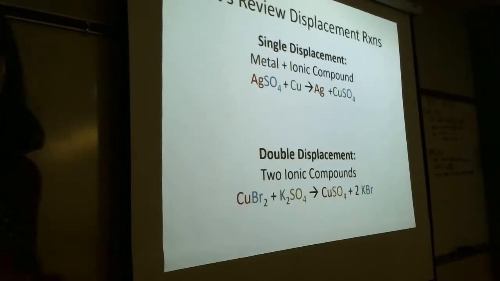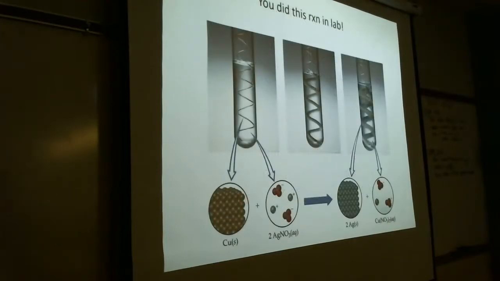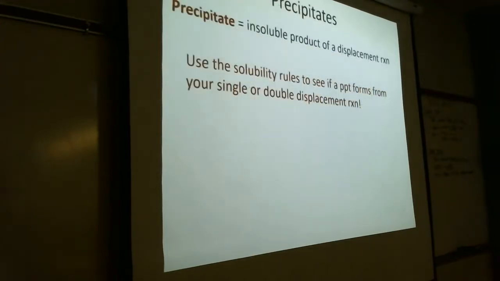Double displacement is when you've got 2 ionic compounds. The cations and the anions switch. This is the exact experiment you did last week. Silver nitrate was the solution you used, and you saw this exact phenomenon. Now, we've already used this word, but let's refresh our memory. A precipitate is an insoluble product that is produced during a displacement reaction. So you already know how to do a double displacement reaction. This is something we've done forever ago.